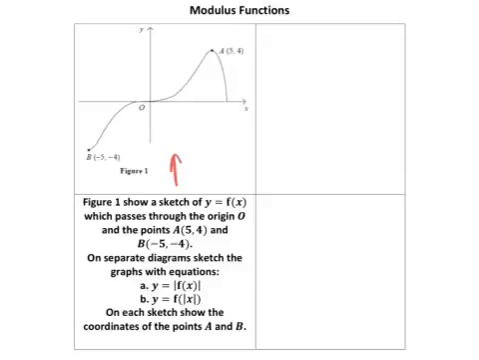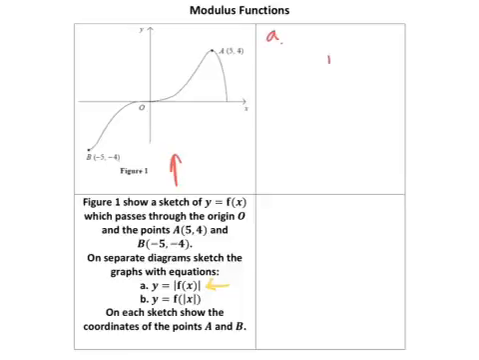Now, what it says is that we've got a sketch on separate diagrams, sketch y equals the modulus of f of x. Now, that means that where y was negative, you need to make it positive. Okay, so here we go.